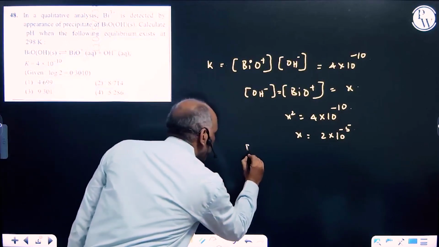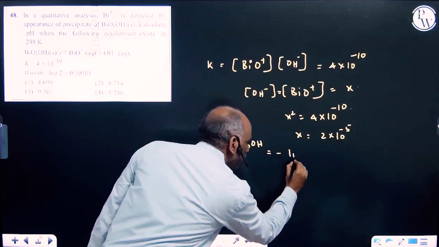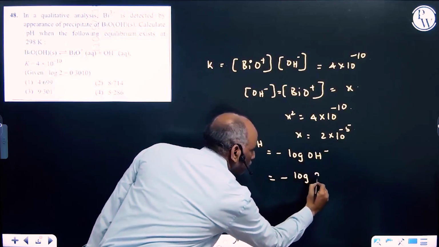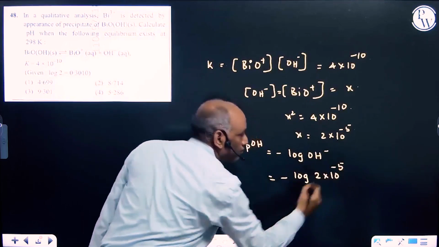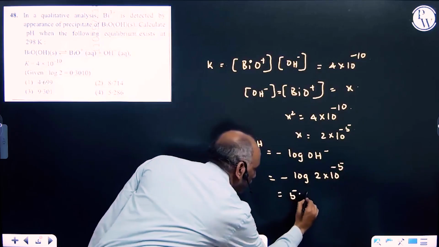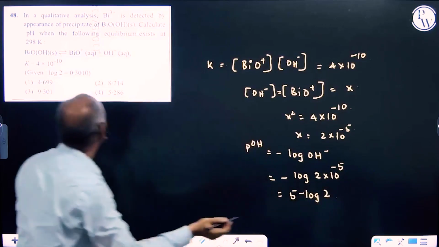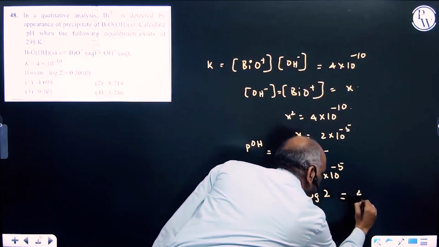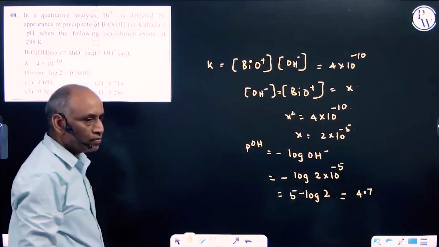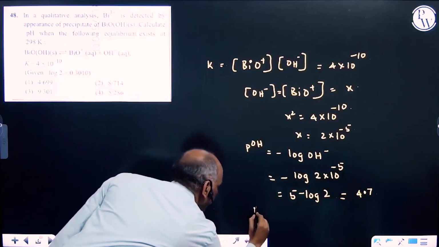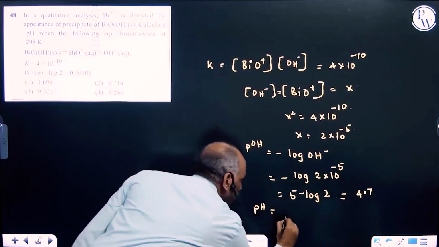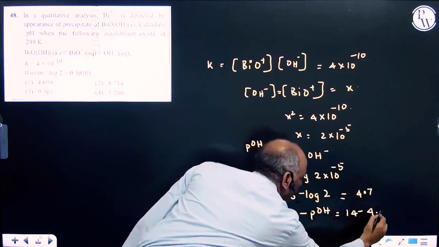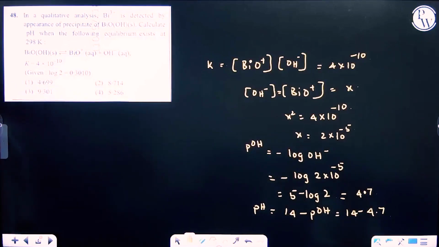Then take pOH. This is nothing but minus log of OH minus. You can write minus log of 2 into 10 power minus 5. This is nothing but 5 minus log 2. Log 2 value is familiar to you, that is 0.3010. Thereby this will become 4.7 approximately. And if you take the pH, then 14 minus pOH, it will become 14 minus 4.7. This will be close to 9.3.